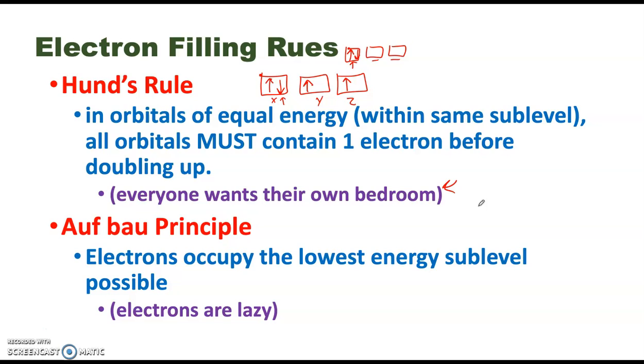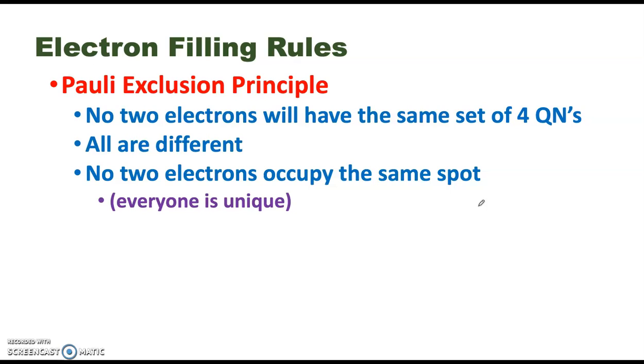The Aufbau principle says that electrons will occupy the lowest energy level possible, or the lowest energy sublevel possible. So they fill from the bottom up. And then the Pauli exclusion principle says that no 2 electrons will have the same set of 4 quantum numbers. So that means every electron is different. They can't have the same address because they can't be located in the same spot. Remember, the 4 quantum numbers give the electron its address, and no 2 electrons can occupy the same space. That's not possible. So they must have different quantum numbers because they're in different locations.